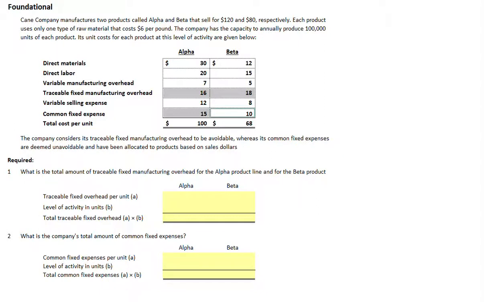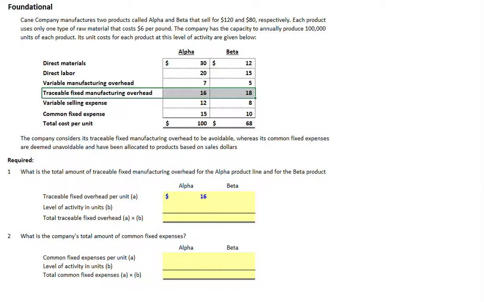Whenever you see fixed cost on a per unit basis, first thing to do is convert it to a total amount. So for the alpha, our traceable fixed cost was $16 per unit. And we talk about traceable fixed manufacturing overhead. Recall that traceable fixed costs are costs that can be avoided if we discontinue a particular product line or quit serving a particular type of customer. So in the case of our product, let's assume that we're making alphas in one particular factory. Any fixed cost associated with that factory would be a traceable fixed cost.